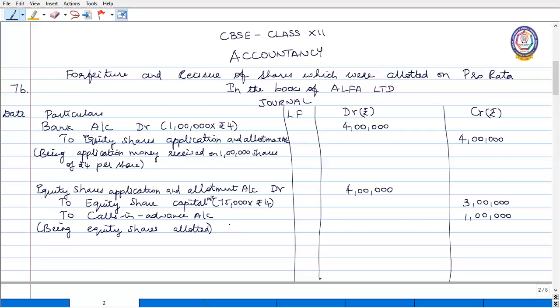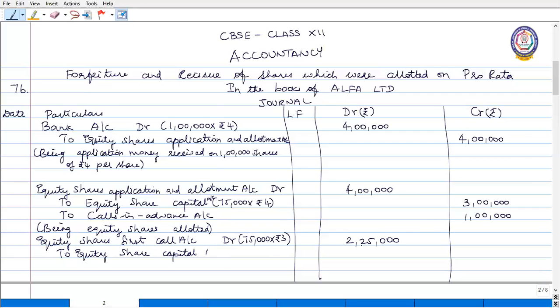Now the next entry is for the sum due on share first call. Equity shares first call account debit for 75,000 shares. 3 rupees per share is collected for first call. So 2,25,000 to equity share capital account. Okay.